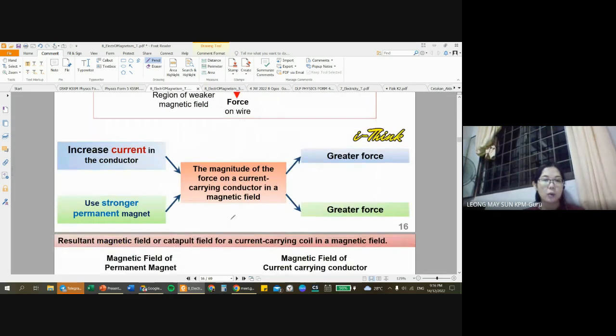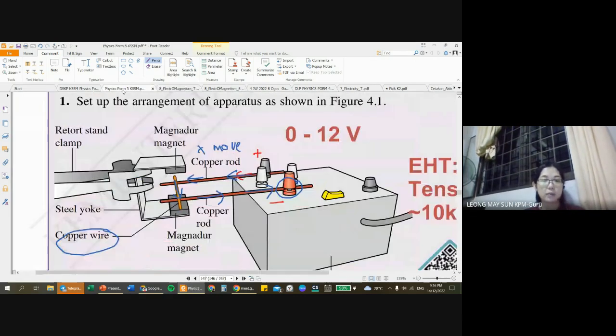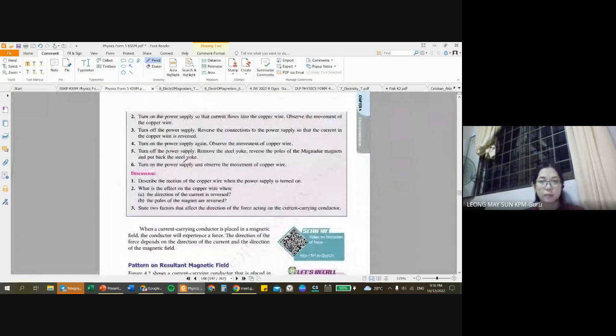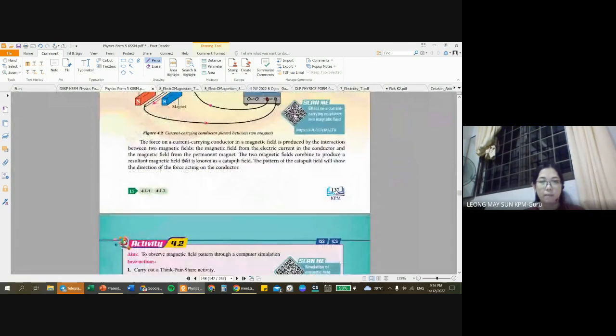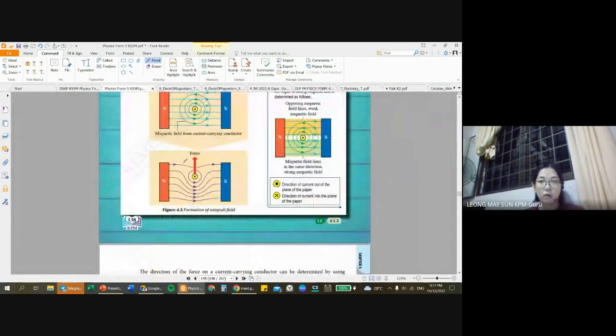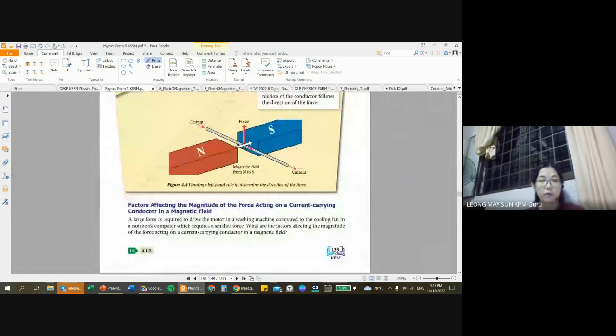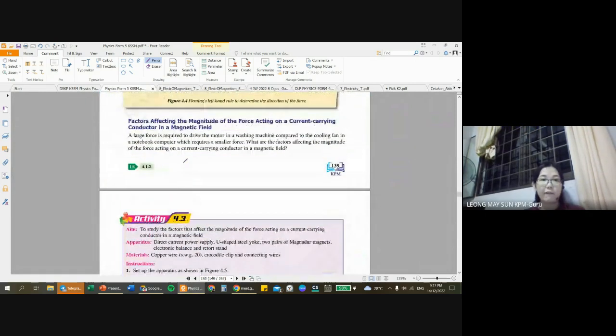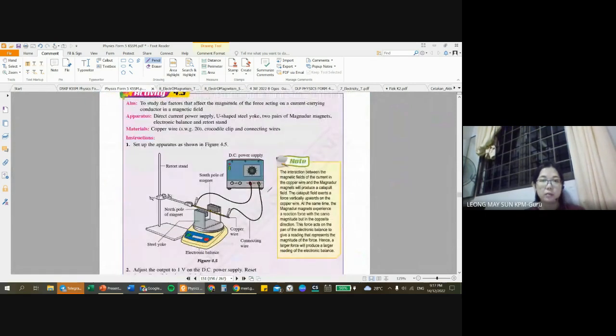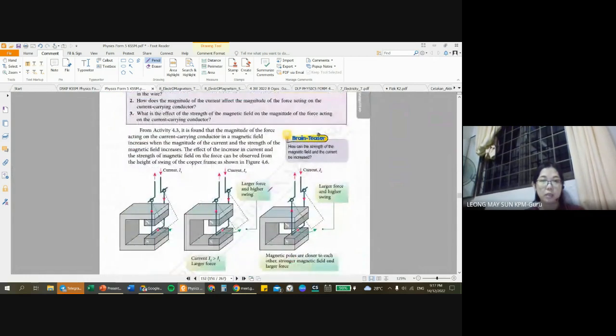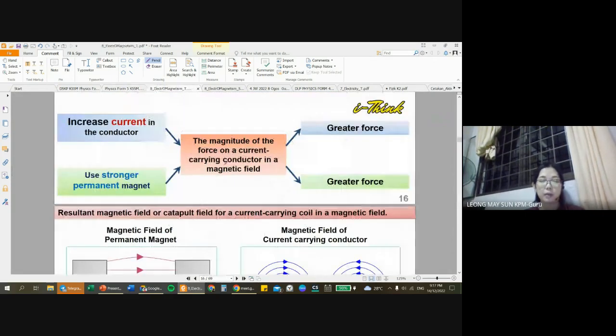Okay, so over here, let's see what else is in your textbook first. Pattern, already drawn. Fleming's left hand rule, done. Factors affecting the magnetic field. So did they show anything here? Okay, this one in a short while I'll come back and explain regarding this.